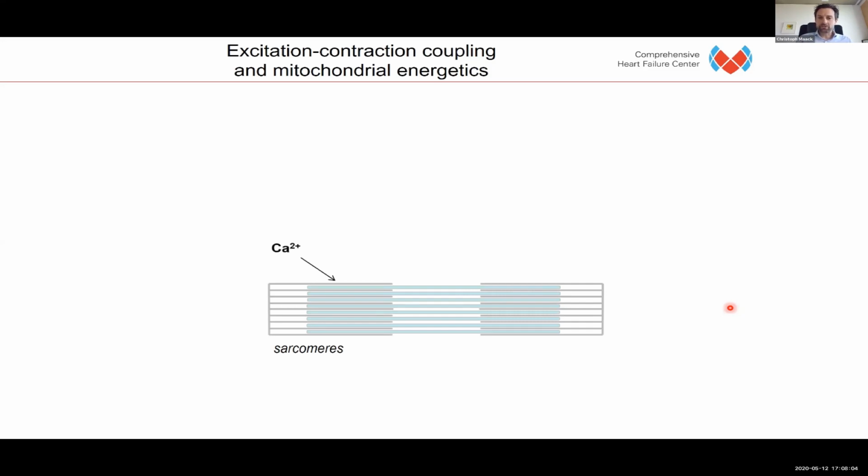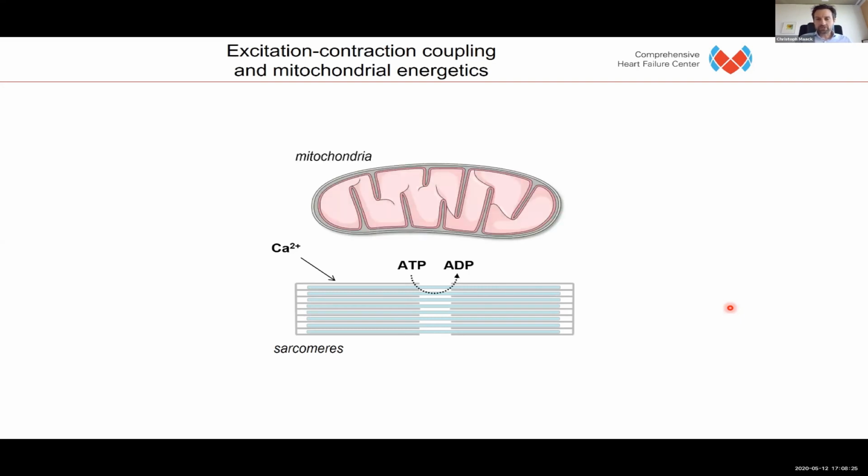So during a cardiac action potential, calcium enters the myocytes and activates myofilaments and therefore induces the contraction of the cell. And the contraction and also relaxation of the cell consume very large amounts of energy in the form of ATP, which then need to be efficiently replenished by oxidative phosphorylation in mitochondria.